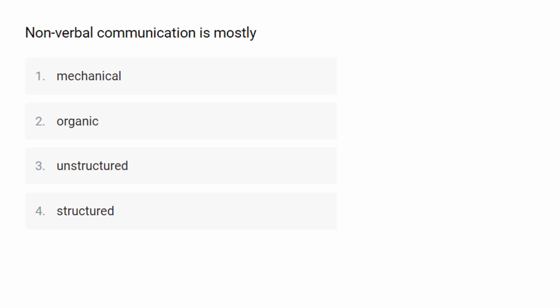Non-verbal communication is mostly... so here in this question they ask you about non-verbal communication, for which the first option is mechanical, second one is organic, third one is unstructured, and the last one is constructed. The process where people exchange thoughts and ideas with each other verbally and non-verbally is described as communication. As we said, there are two types of communication, verbal and non-verbal. Here verbal means the use of words in the communication process and in the design and formulation of the messages, and therefore it is structured.